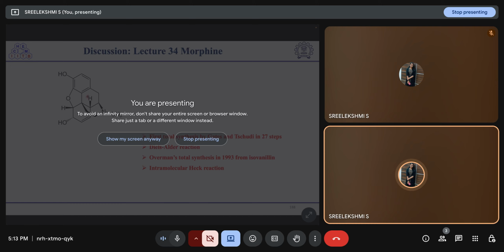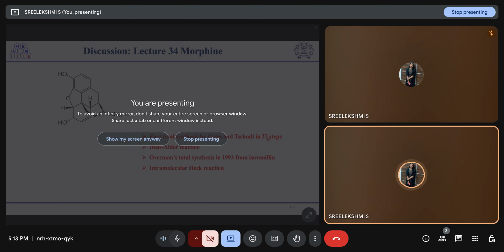As we can see from the structure, it has three six-membered rings, one dihydrofuran ring, and five contiguous stereogenic centers. Robert Robinson in 1925 proposed its correct structure. Then Gates confirmed it by synthesis in 1952, and by X-ray in 1955. Some of the natural opiates include morphine, codeine, thebaine, and oripavine. Gates and Sugasawa reported the first total synthesis of morphine in 27 linear steps.